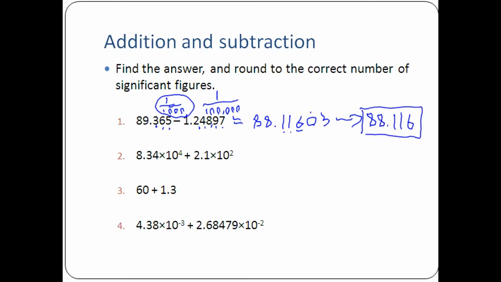Okay. Our next one, let's go ahead and once again break out our calculators. 8.34 times 10 to the fourth. So we say 8.34 times 10 to the fourth, and then we're going to add that to 2.1 times 10 to the second.